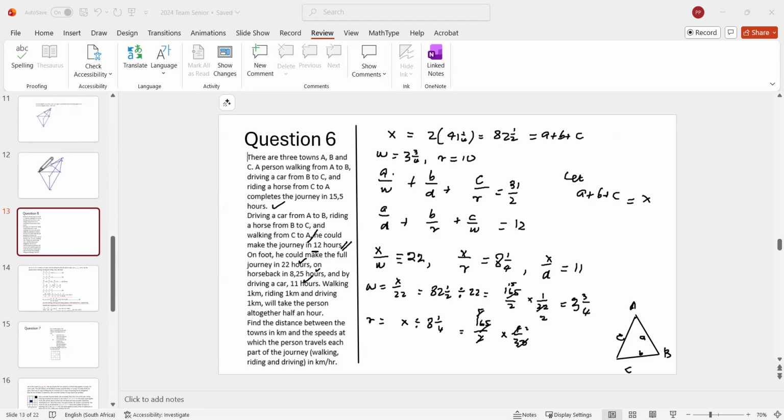Nice. Fortunately, you're getting some nice answers here. Right? And then finally, your D. We've got X over D is equal to 11. So D is equal to X over 11. X is 82 and a half. Again, you have 165 over 2 over 11. 11 goes into this 15 times. 15 over 2 is 7.5. So D is 7.5.